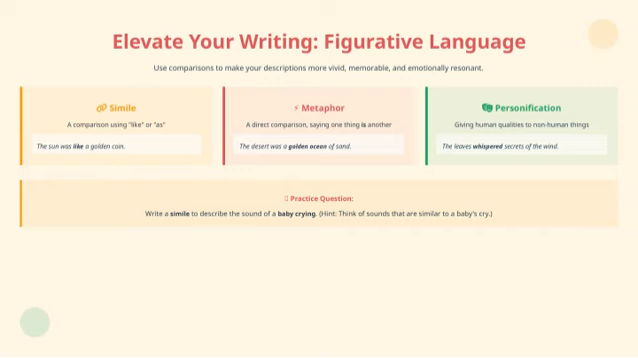Next, we have personification, which involves giving human qualities to non-human things. Imagine the leaves whispering secrets of the wind. This technique brings your descriptions to life and makes your scenes feel more alive and relatable.